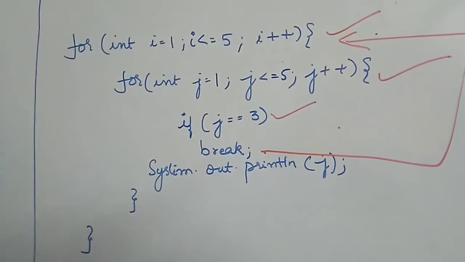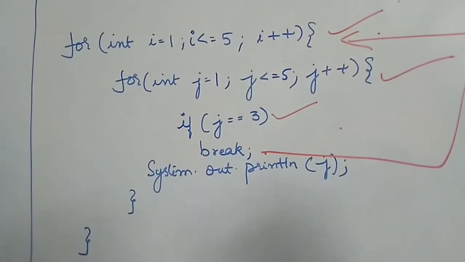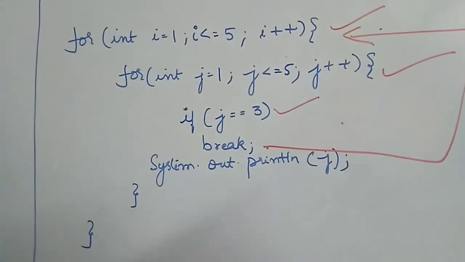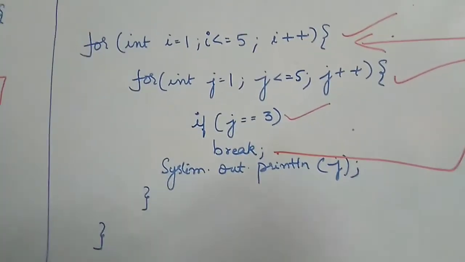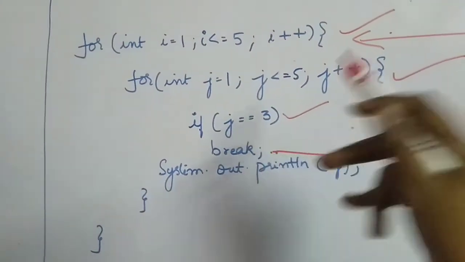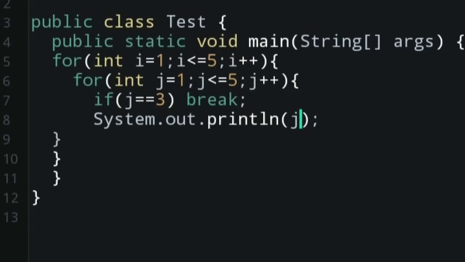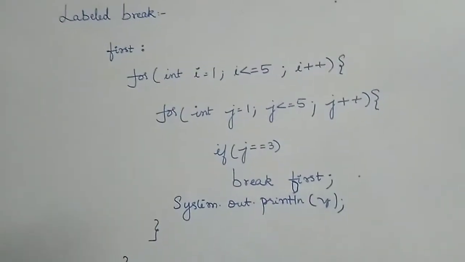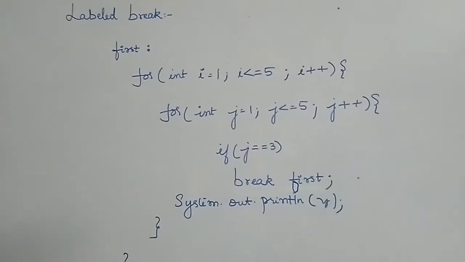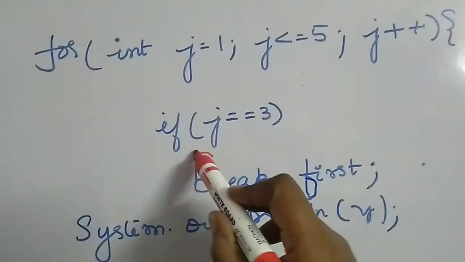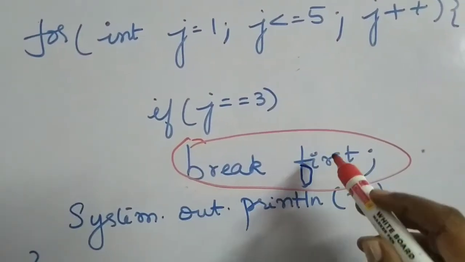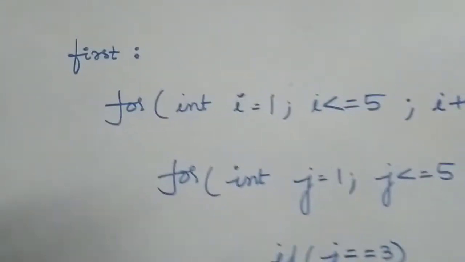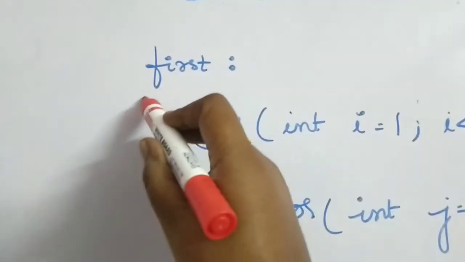Why are we using labeled break? We are using labeled break to come out of all the nested loops. In those cases we'll be using the labeled break. Here we are only coming out of the inner loop. So this is the concept of labeled break. This is the labeled break statement, wherein after the break I have given the name of the label. Before the for loop I have given first, followed by a colon.